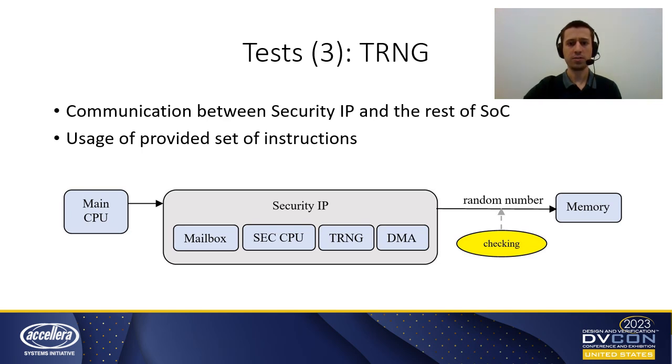In case of TRNG, we need to trigger our main CPU to send instructions to the security IP, and then when this security IP takes instructions, it generates a random number according to the configuration and writes it back either to the memory or to the main CPU. So we need to check that this number arrived at the location.